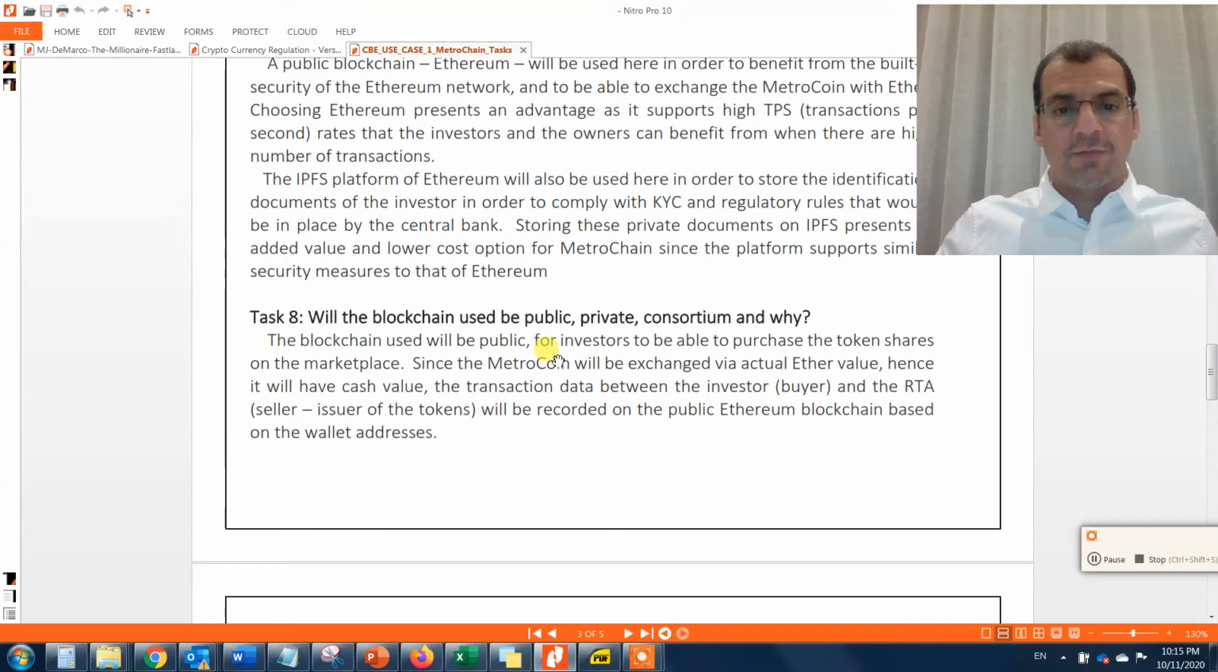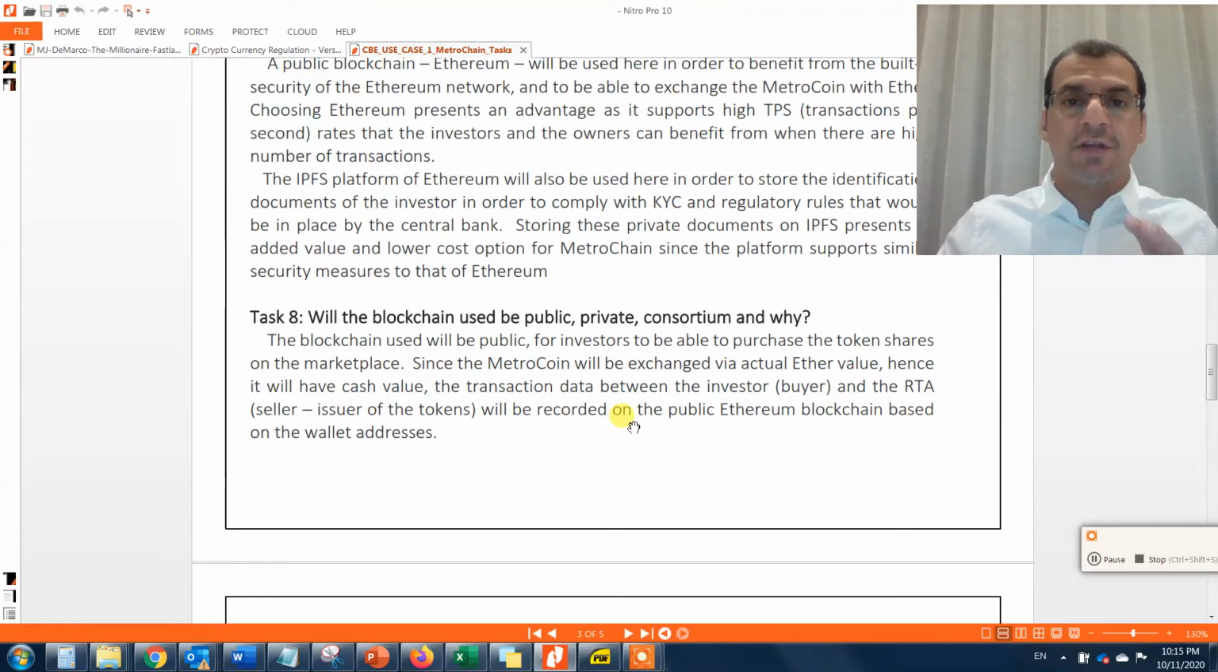Will the blockchain use be public, private, or consortium, and why? The blockchain use will be public for investors to be able to purchase the token shares on the marketplace. Since the MetroCoin will be exchanged via actual Ether value, it will have a cash value. The transaction data between the investor, the buyer, and RTA, the seller and issuer of the tokens. Remember, RTA are the people who issue the tokens for the public to be able to buy from it. It will be recorded on the public Ethereum blockchain based on the wallet addresses.